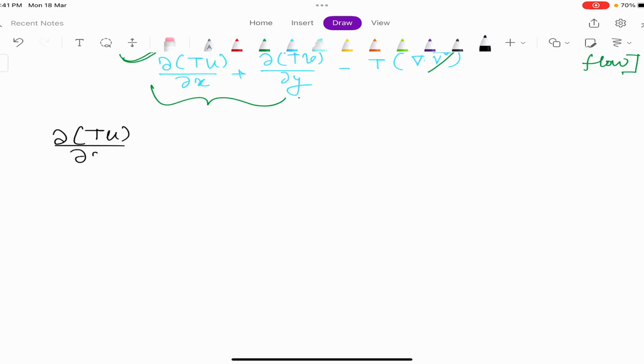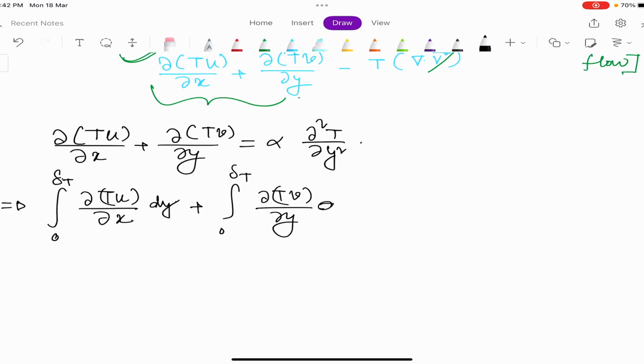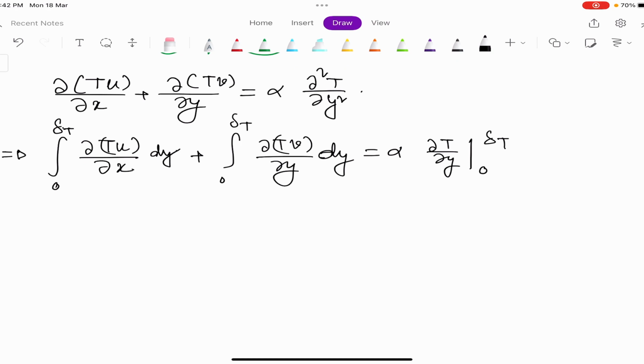Okay, so now let me write the energy equation in this form again. This is equal to alpha ∂²T/∂y². So what will be the next step? To integrate, right? Integrate dy from 0 to delta t on both sides, and the right side is alpha times the integral from 0 to delta t.